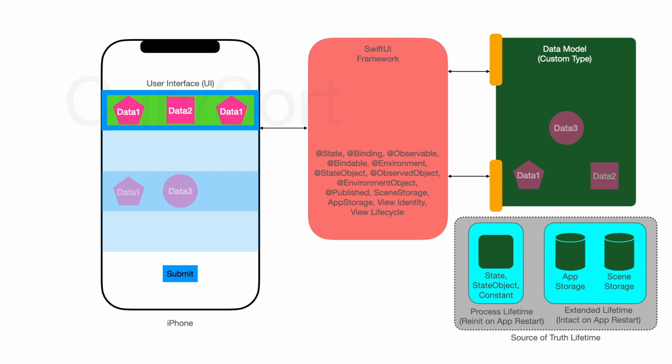And if the lifetime is extended, it will be retained. For example, app storage and scene storage is something that is used for extended lifetime. But state object, and constants are retained only during the process, only when the application session is alive.